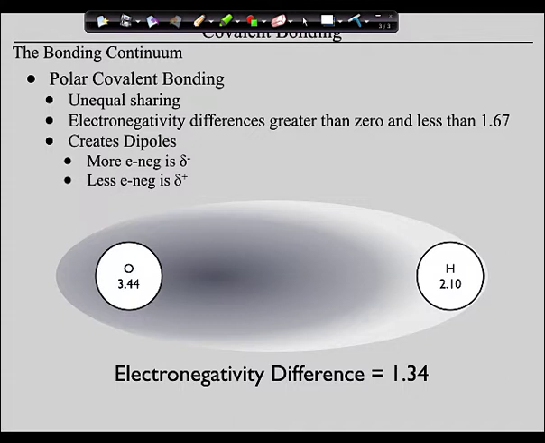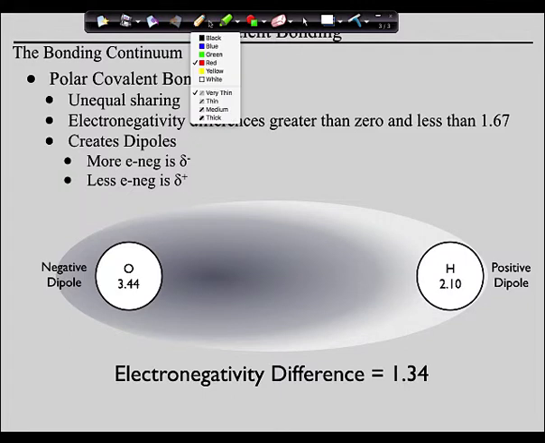In that case, as you can see from the shading, the electrons are shifted towards the oxygen, but not so much that we think of it as being ionic. And what does that create? Well, guys, that creates what we call dipoles. And you may remember that the more electronegative element is the negative end of the dipole, and the less electronegative element is the positive end of the dipole.